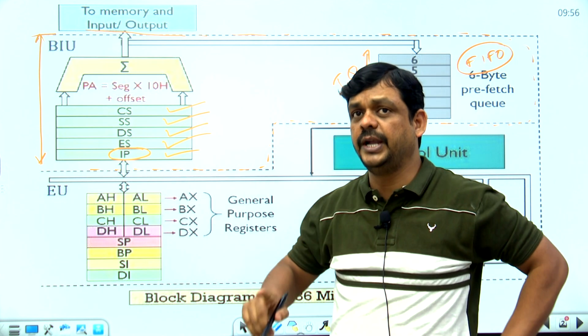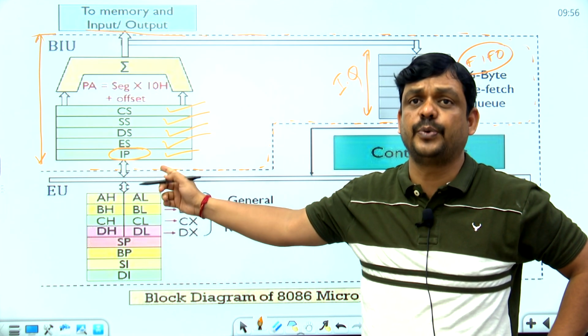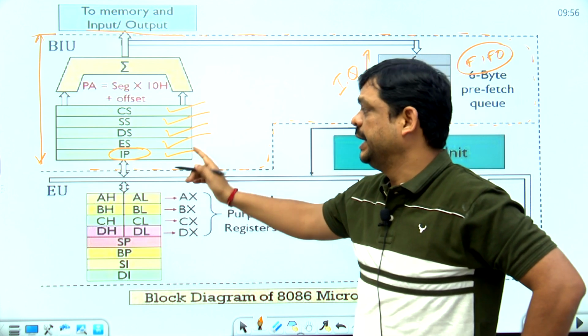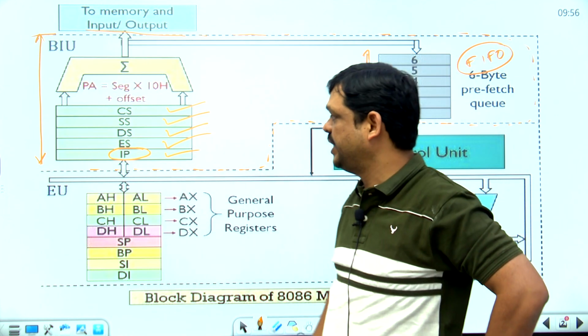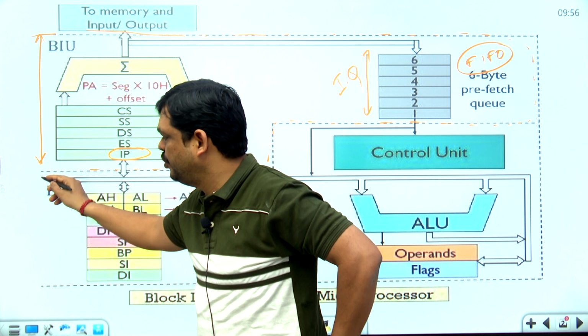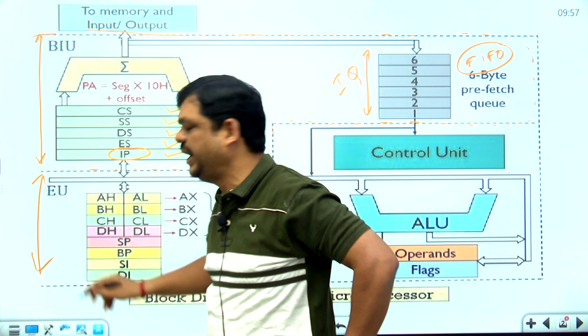And another important point, it performs the function of the program counter. That is also one of the repeated questions expected in competitive exams, right? And another unit is the execution unit. So this unit is called the execution unit.